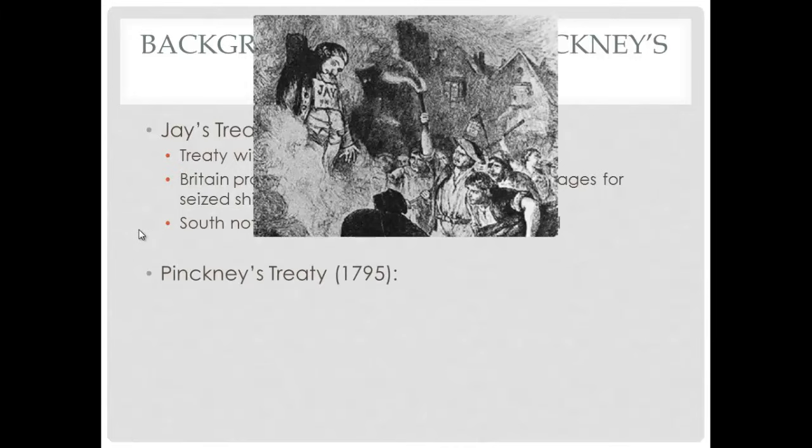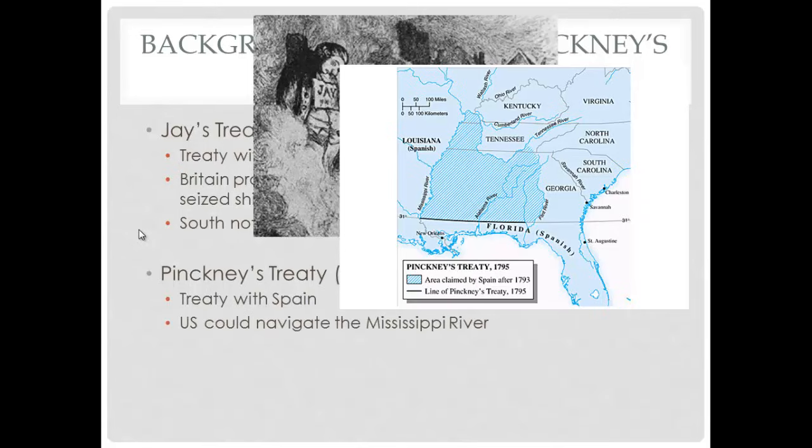Now, Pinckney's Treaty happens in 1795, the next year, and this is a treaty with Spain, and it allows the U.S. to navigate the Mississippi River, and they also get something called the right of deposit in New Orleans. So if we look down here, we'll notice New Orleans is right down here, and here's the Gulf of Mexico. This is a very important port for them. And right of deposit means that the United States can store goods in New Orleans to sell.